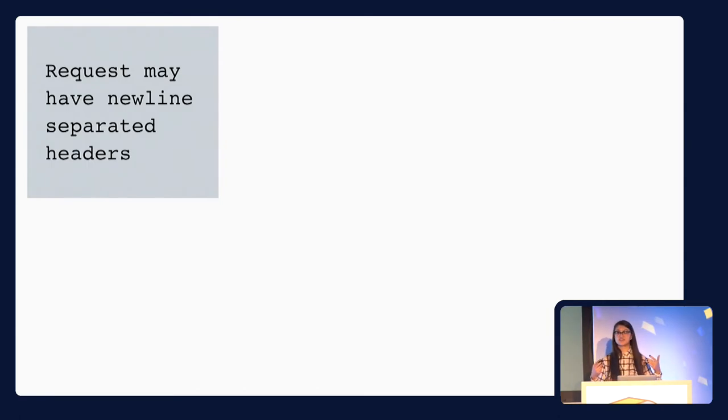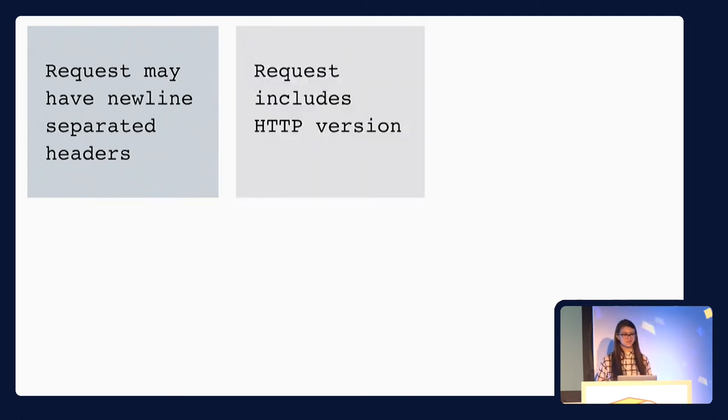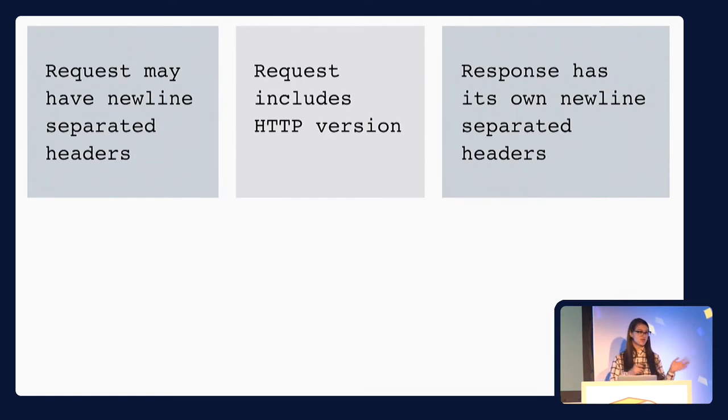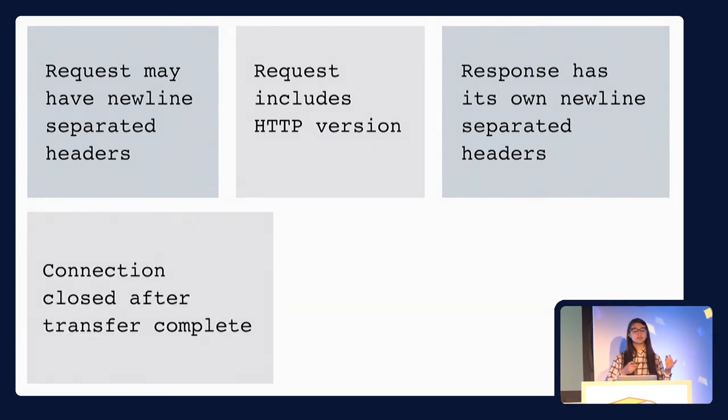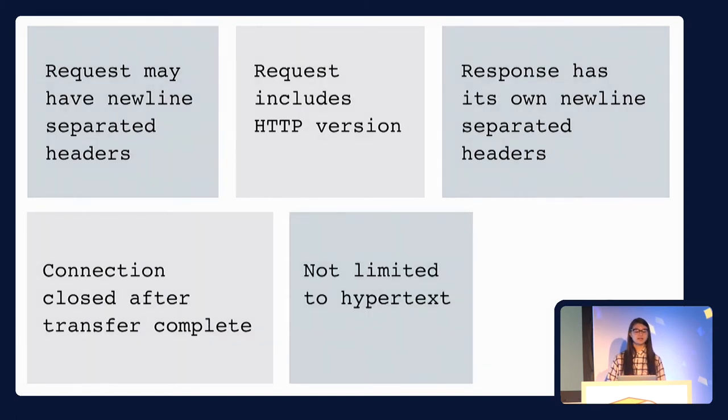There are lots of new shiny things introduced in HTTP 1.0. So requests may consist of multiple new line separated header fields. Ooh, revolution. It also includes the protocol version. The response object has its own set of new line separated header fields and is prefixed with a response status line. The connection between the server and the client is still closed after every request.